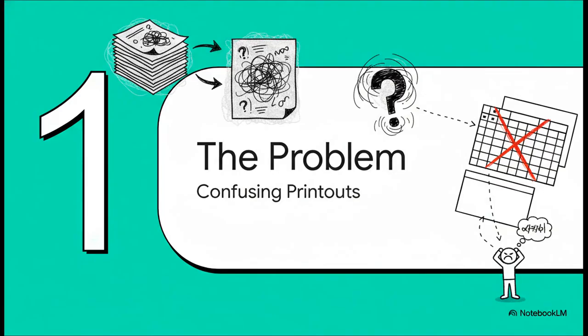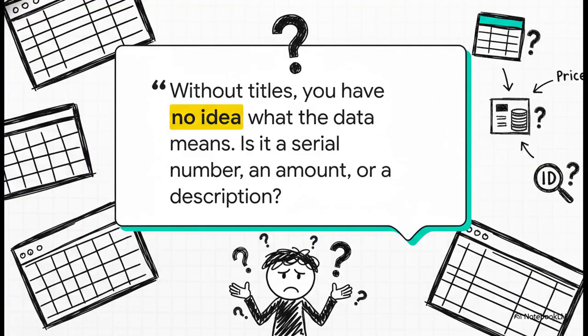This is what we call the confusing printout problem, and it's a big deal. When you're trying to present a report or analyze data on paper, having context lost after the first page just makes your document look unprofessional and, frankly, incredibly difficult to read. This really gets to the heart of it. Without those headers on every single page, you have no idea what you're looking at. Is that number a quantity, a price, an ID? That ambiguity can lead to some pretty serious mistakes.